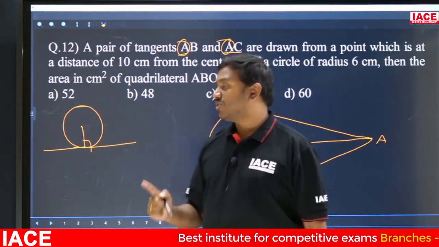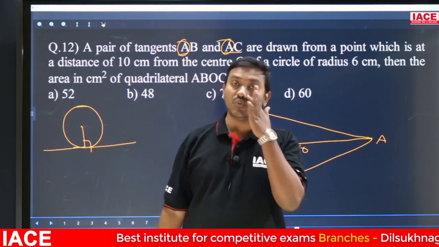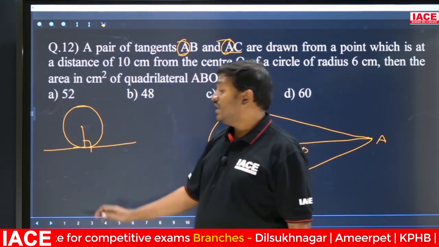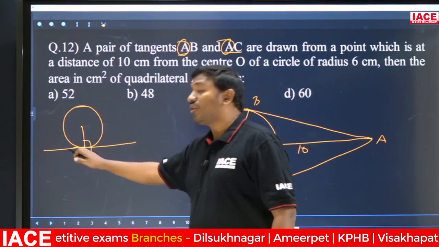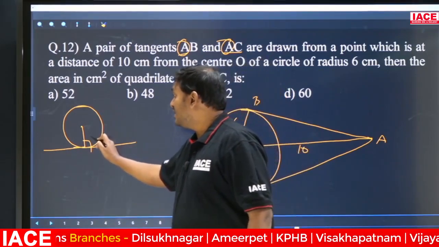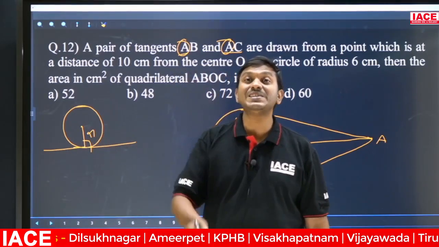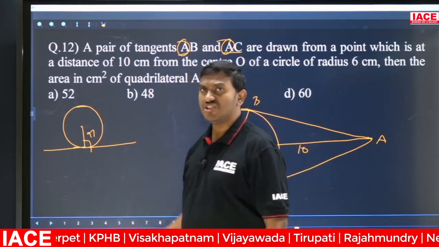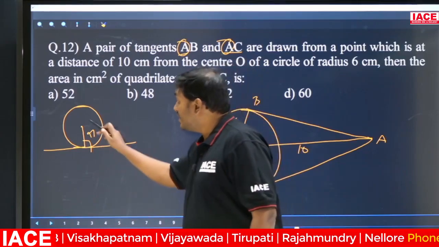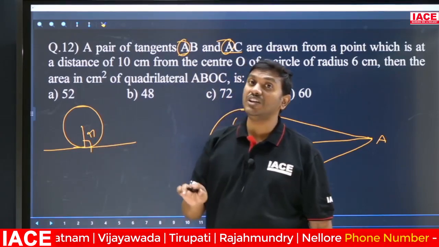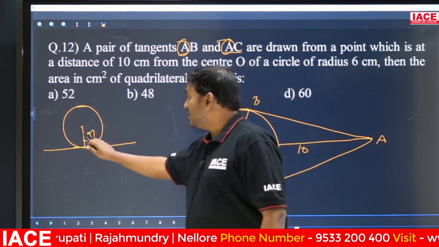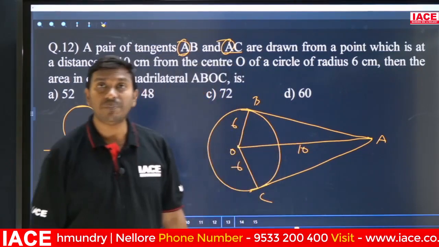When we learn the tangents concept, this is the basic theorem we will discuss. What is the basic theorem? If any radius is drawn to the point of contact of the tangent, then the radius and tangent are always perpendicular to each other. We can draw many radii, but if the radius is drawn to the point of contact, then immediately the radius and tangent are perpendicular to each other.